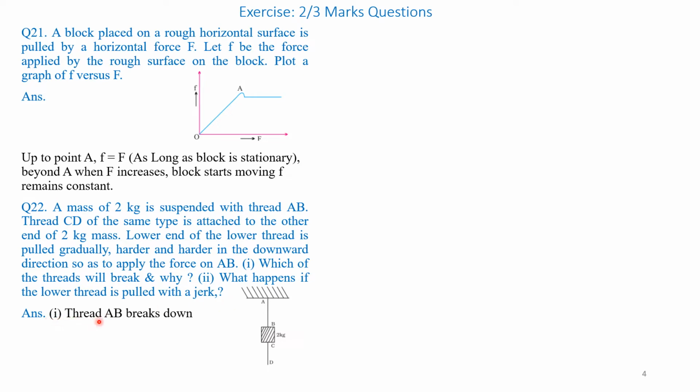Part 1 is thread AB, that is this part breaks down because it is subjected to a tension which is equal to mg, mass into gravitational force, as well as the applied force. Part 2, CD will break. This one, CD, will break if the lower thread is pulled with a jerk.